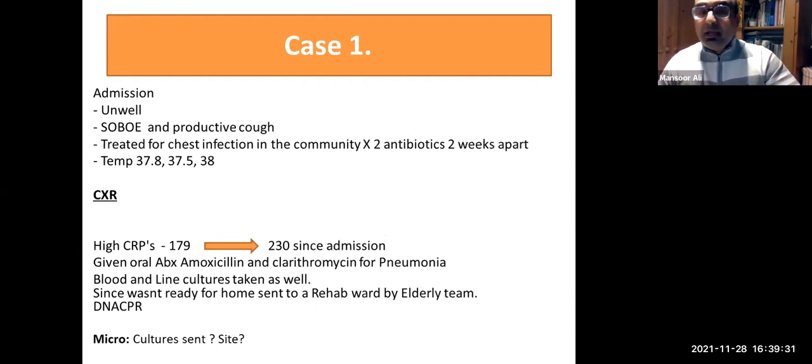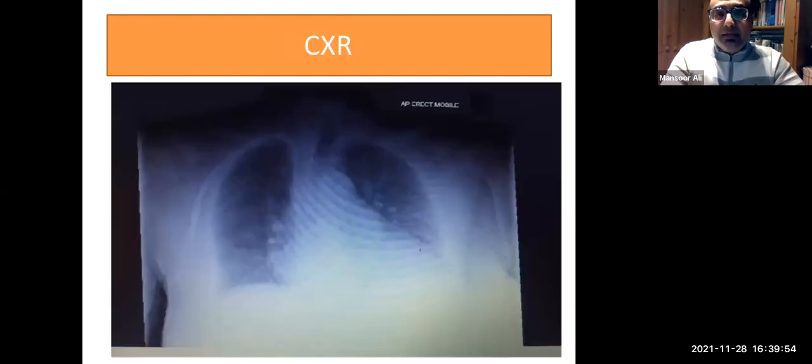She was quite unwell. She was under the care of another consultant colleague, short of breath, and had some productive cough. She was treated for chest infection in the community with 2 lots of antibiotics 2 weeks apart. So you could see that the patient had some contact with the GP in the community and had 2 episodes of chest infection with 2 different antibiotics. I'll show you the chest x-ray in the next slide.